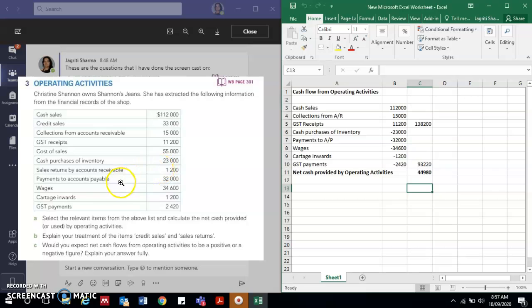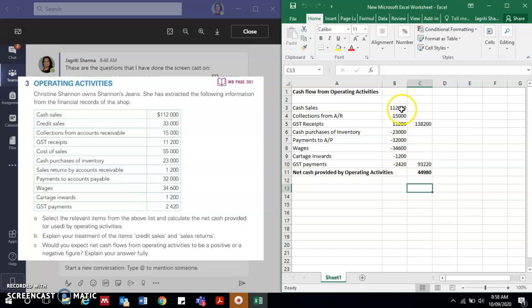Okay, payments for accounts payable, again, $32,000, money is going out. Wages $34,600, money is going out again. Cartage inwards, again, money is flowing out of the business. GST payments, again, money is flowing out of the business. Okay, so these are my inflows and these are my outflows here, right?